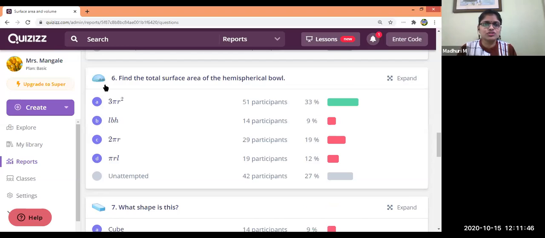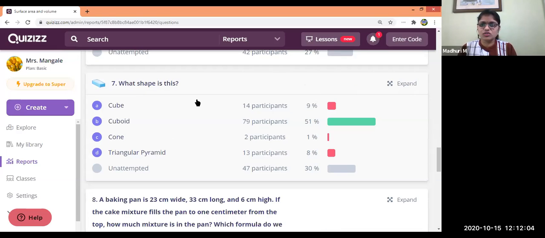And then the sixth question was on finding the total surface area of a hemispherical bowl. So hemisphere, this is the shape, right? And total surface area will be the curved plus the top, that has to be 3 pi r squared. That was option A. And here this was the easiest question of the quiz. What is the shape? So the shape is a cuboid, isn't it?